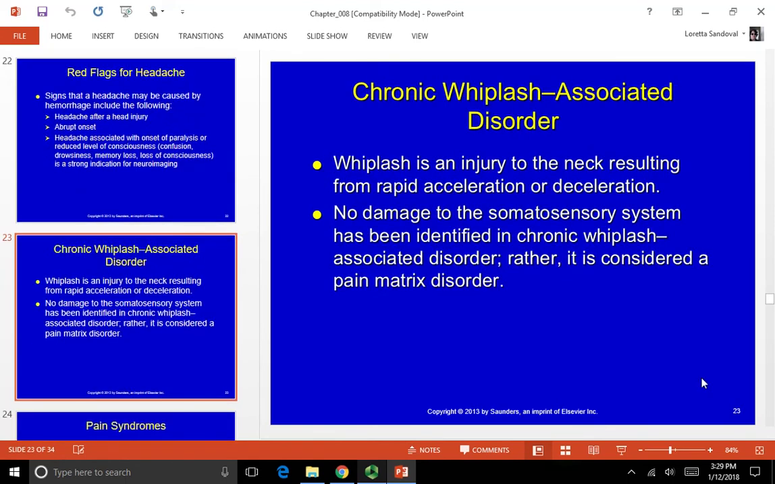So, chronic whiplash-associated disorder. Whiplash is an injury to the neck that results from rapid acceleration or deceleration. It usually happens in a car injury or a vehicle injury of some sort. There's usually no damage to the somatosensory system with chronic whiplash-associated disorder. It's considered a pain matrix disorder. So obviously with acute whiplash, there's a physical cause for it. There's a somatosensory cause. But when it becomes chronic, that's when it's the pain matrix dysfunction.